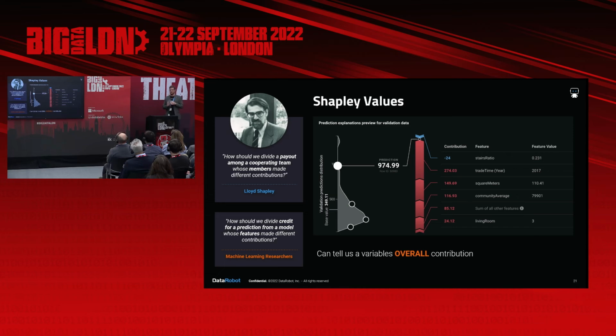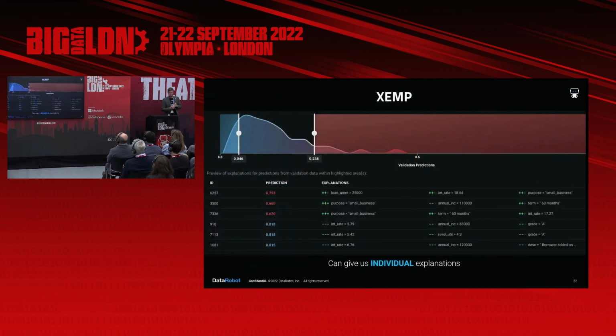So this is very computationally quite intense, even on a modern desktop computer. And that's why DataRobot, about 6 years ago, went about trying to build something that was comparative, but could run in a much quicker time. And this is what we call XEMP, which stands for Exemplar-Based Predictions.